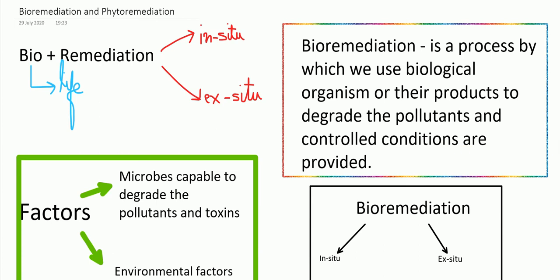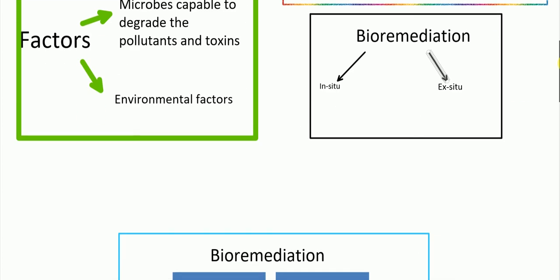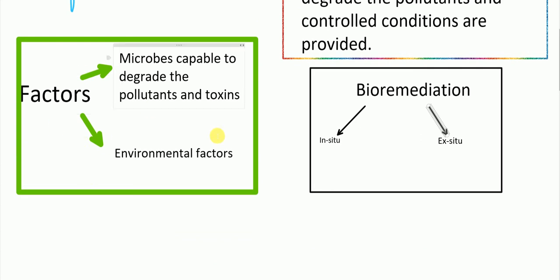Okay, now let's move on to the factors. What are the factors that have an influence over this process of bioremediation? Here we can see there are two factors. The first one is microbes capable of degrading the pollutants or toxins. We cannot use all kinds of microbes because not all of them can degrade the pollutants or toxins. So we have to select a few of them which have the property, or can be altered using biotechnology, to do the work. The second one is environmental factors. As I said earlier, every organism needs a certain pH, temperature, oxygen, nutrients, and many more.